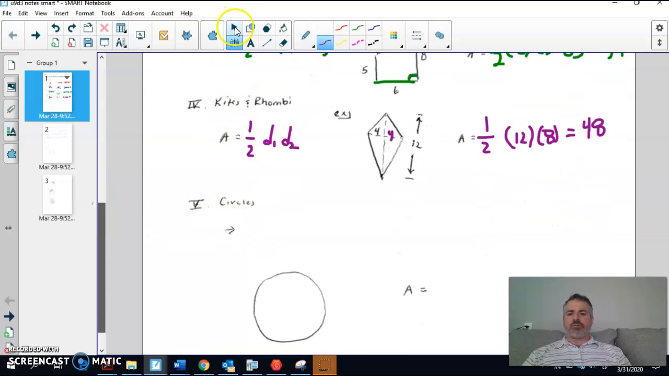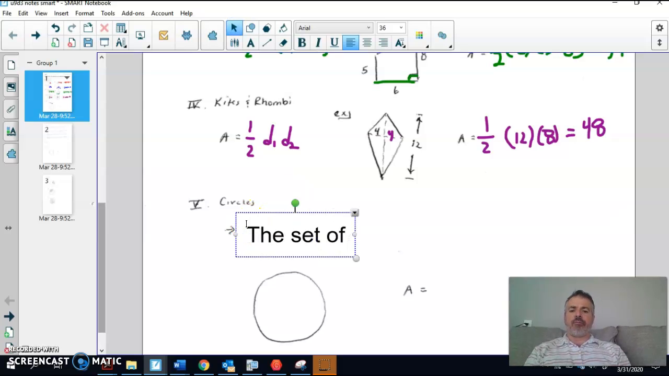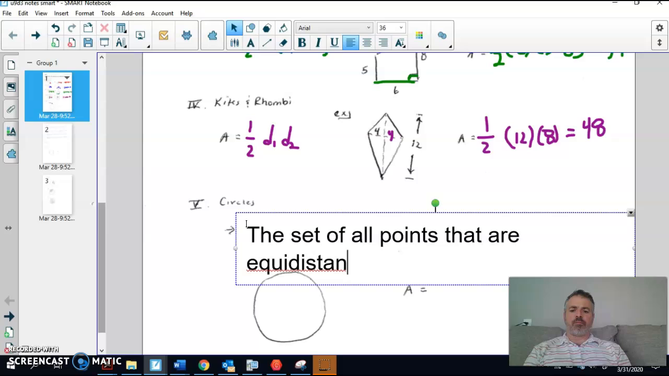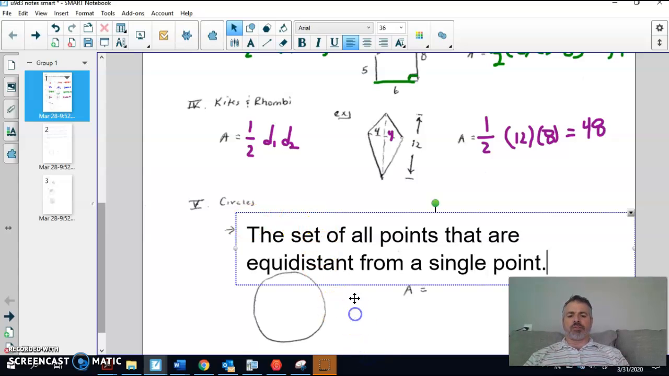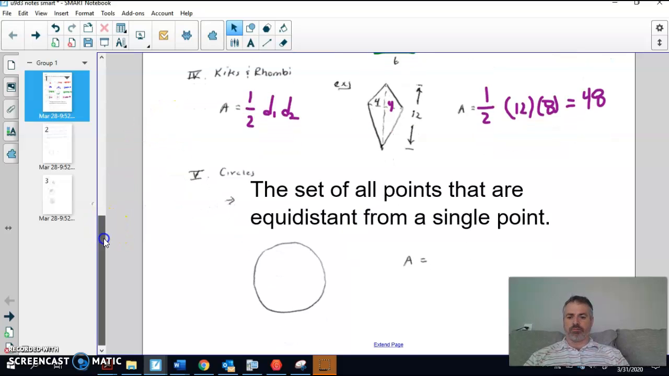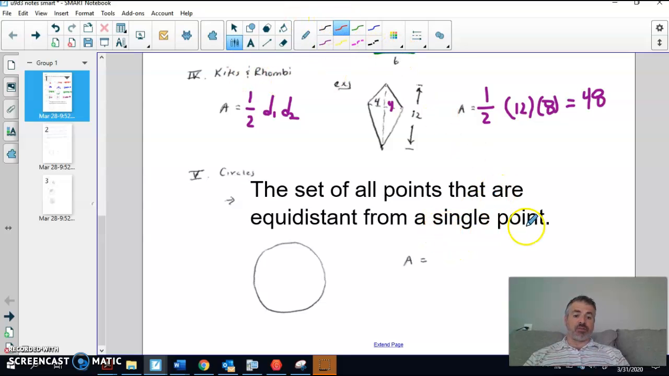The definition of a circle goes like this. It's the set of all points equidistant from a single point. So what that means in regular words, that single point they're talking about, that's the center of the circle.